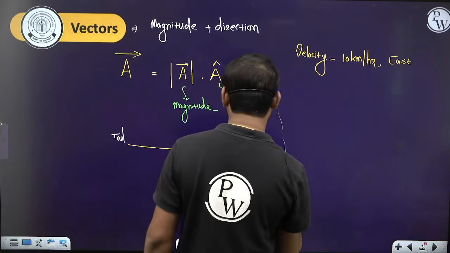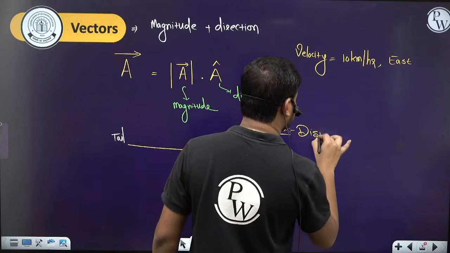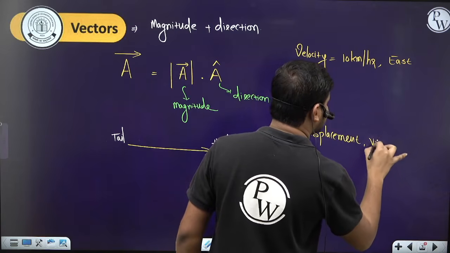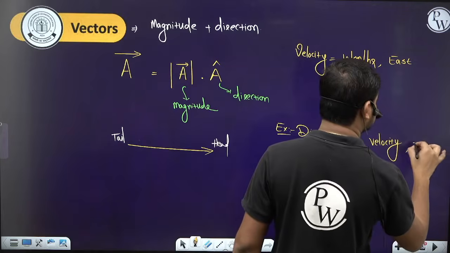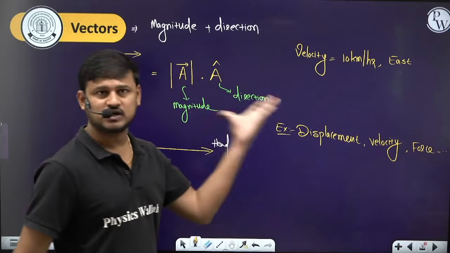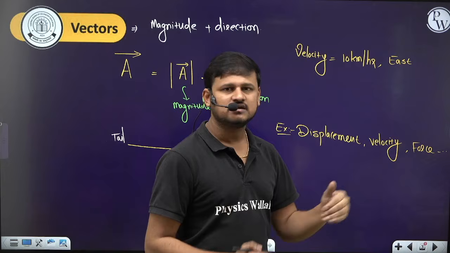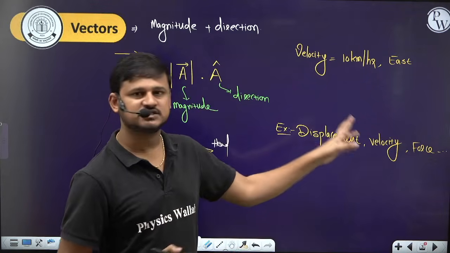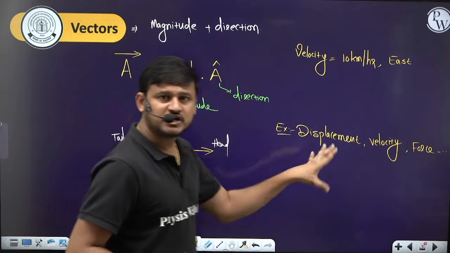For example, displacement is a vector quantity. Yes or no? Displacement will have a direction. As well as velocity is a vector quantity, right? Force is a vector quantity. There are many vector quantities, which you can write. You will understand which term is a vector and which is a scalar as classes progress and different chapters are covered. Okay, so these basics related to vectors are clear.